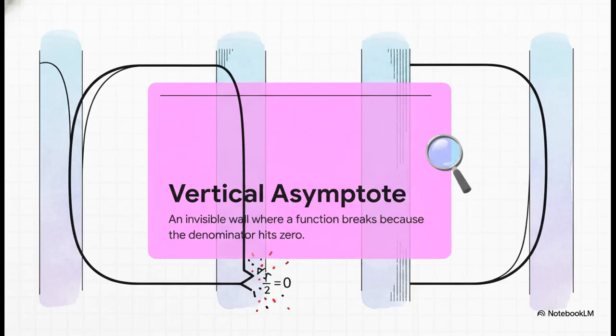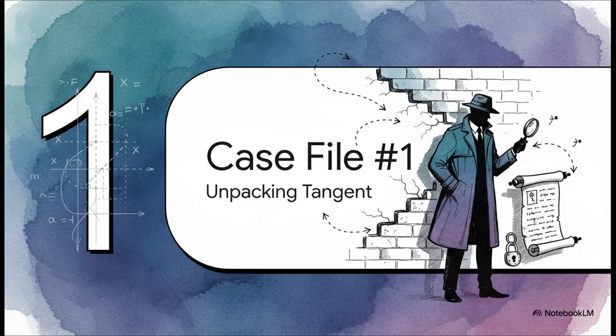Now, in the math world, these walls have a proper name, vertical asymptotes, but I like to think of them as crime scene tape. It's a boundary the graph can get right up against, but it just can't cross. And the number one clue is always this. These walls only pop up when the bottom of a fraction, the denominator, hits zero. That's our trigger.